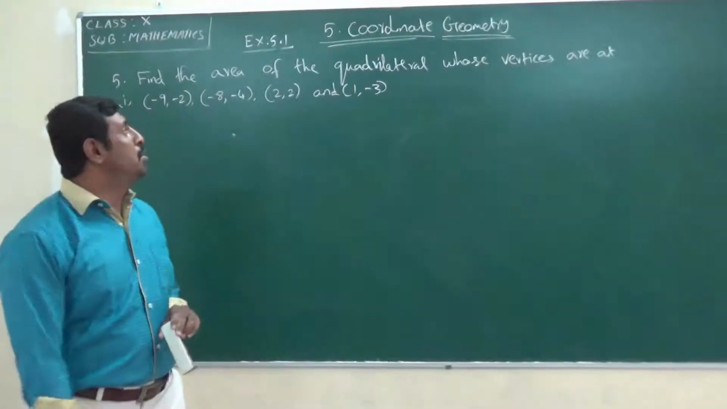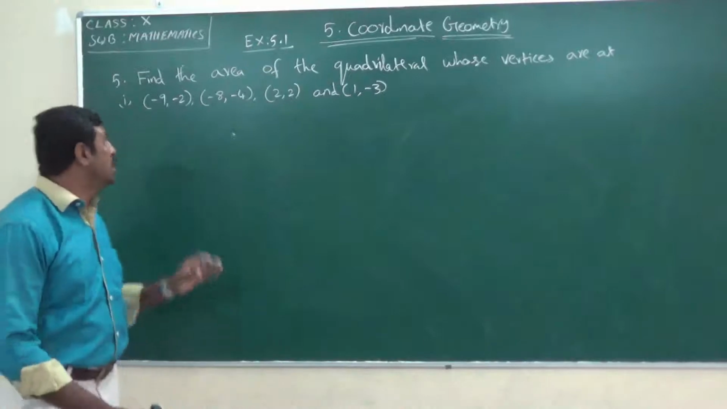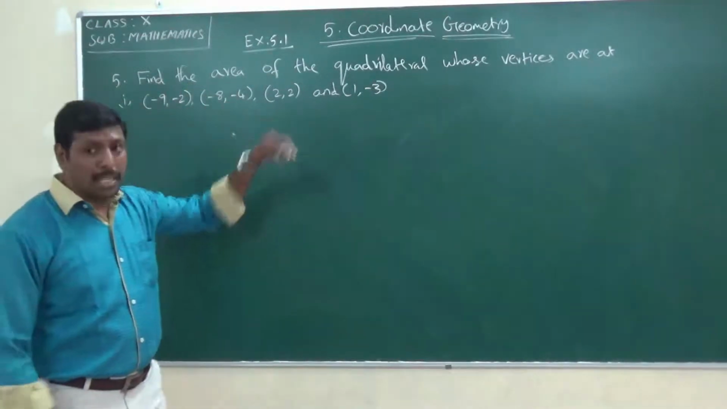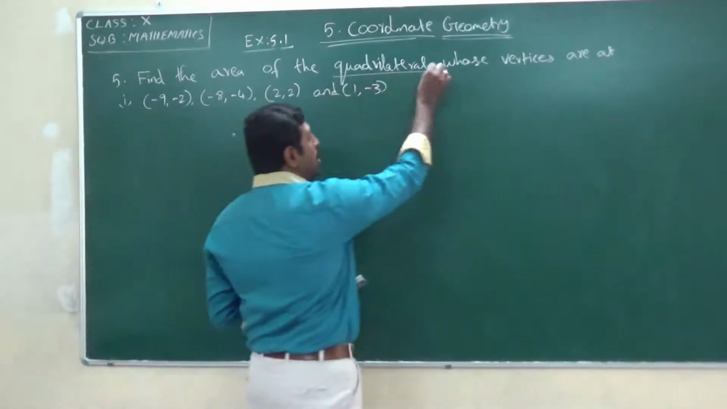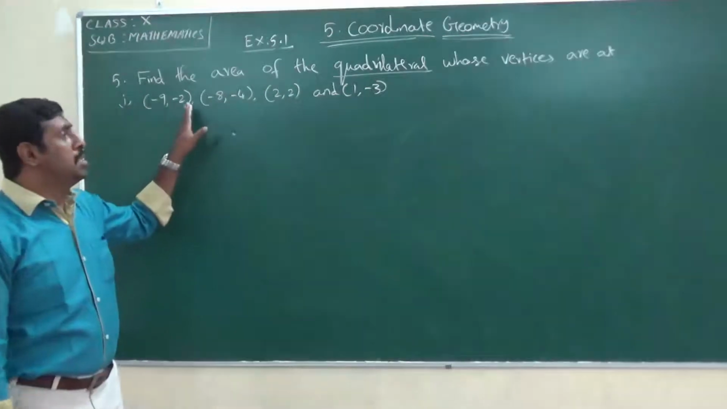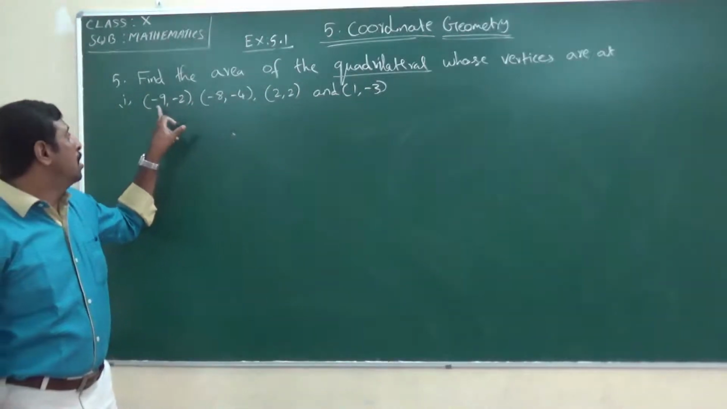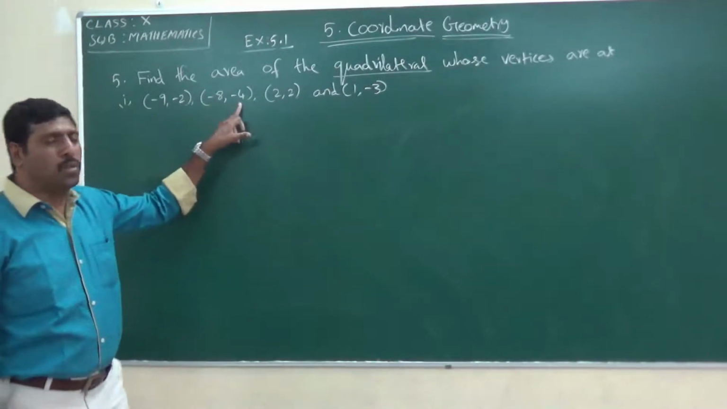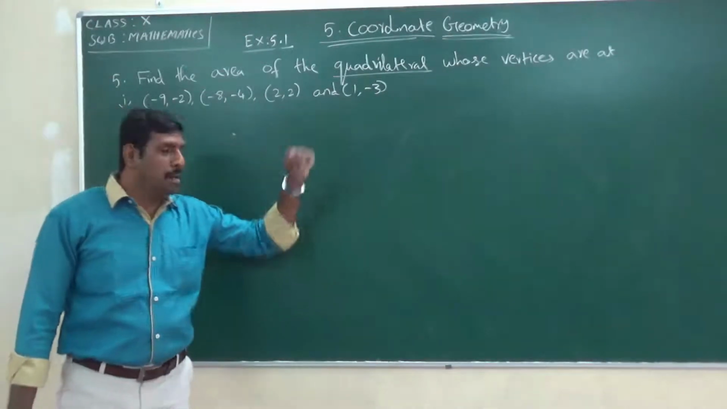Students, exercise number 5.1 in coordinate geometry. Let's see question number 5. Find the area of the quadrilateral whose vertices are given. Quadrilateral means we know that it has 4 sides. The points given are minus 9, minus 2; minus 8, minus 4; 2, 2; and 1, minus 3.